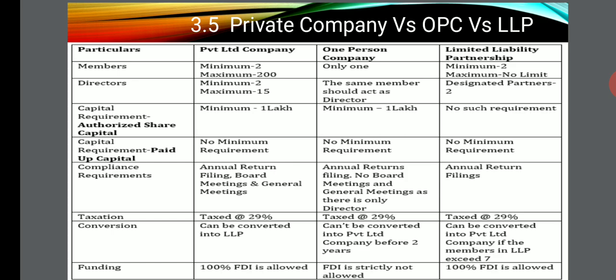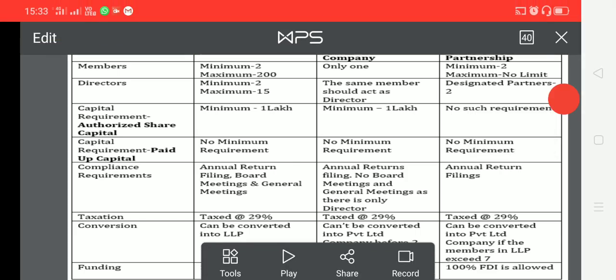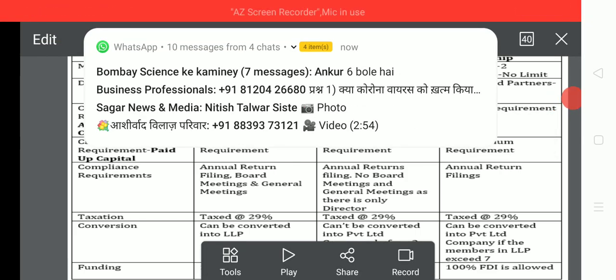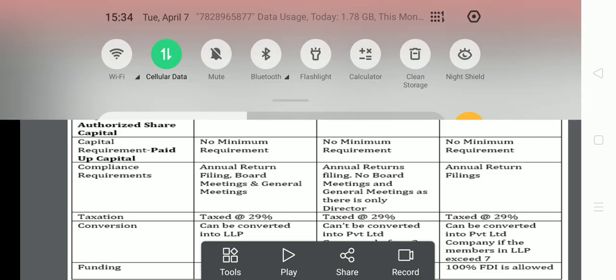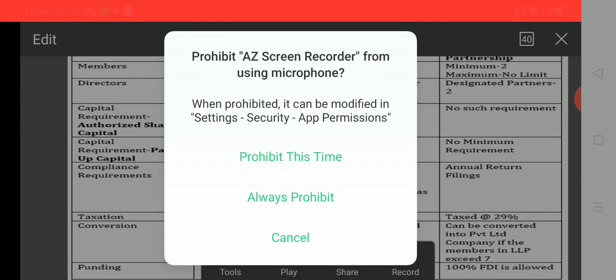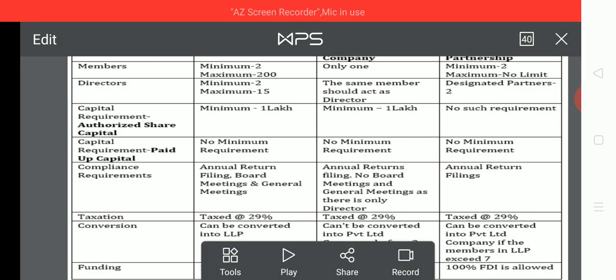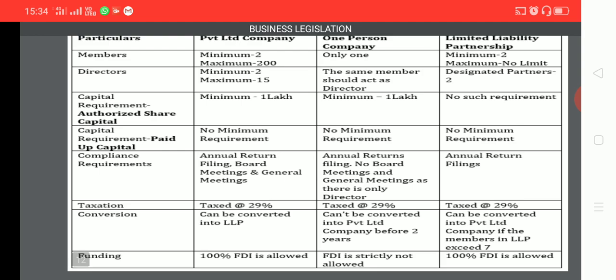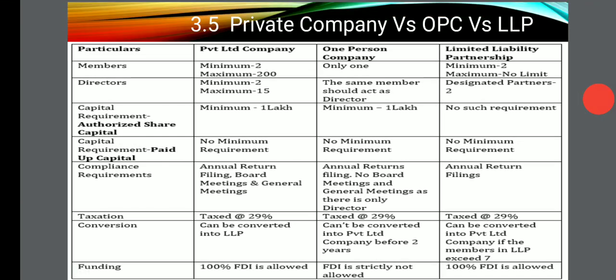Directors: minimum 2 and maximum 15 in case of private limited company. The same member should act as a director in case of one person company, and designated partners are 2 in LLP. Capital requirement, authorized share capital: minimum 1 lakh in case of private limited company, one person company minimum 1 lakh, and no such requirement in LLP. Capital requirement, paid up capital: no minimum requirement in any one of them, private limited company or limited liability partnership.